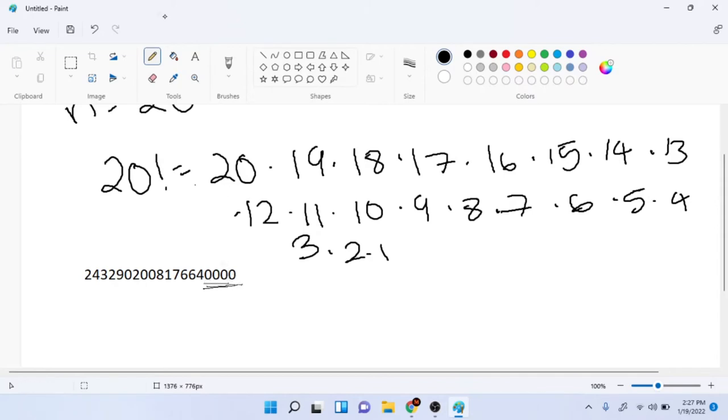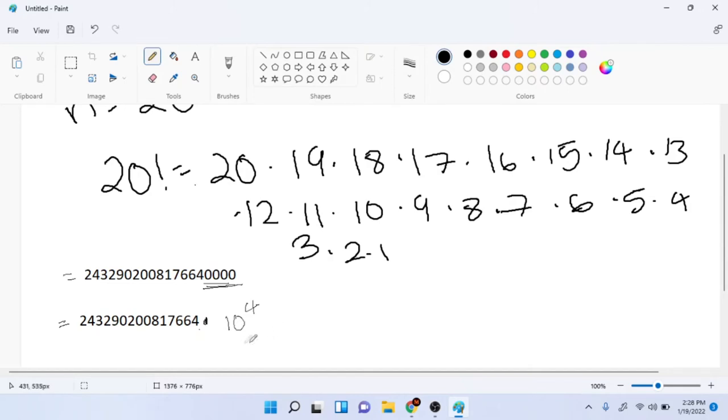So how we count these trailing zeros is to keep dividing by 10. This whole number, which I'm going to just copy down because I'm too lazy to write it again, is equal to this number multiplied by 10 to the 4th, because there are 1, 2, 3, 4 of them here.